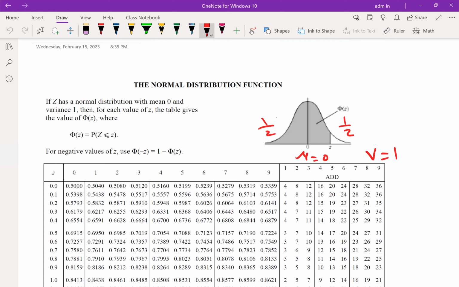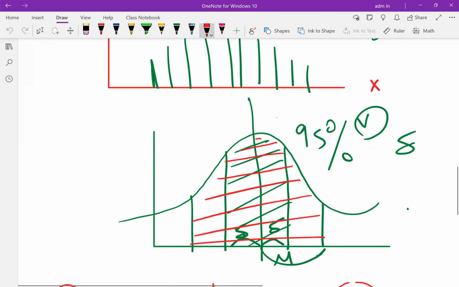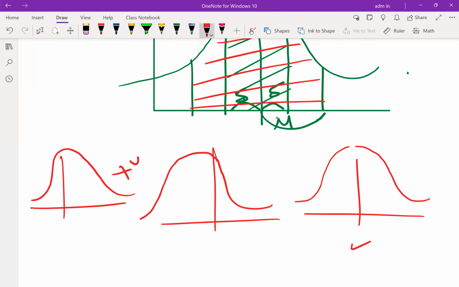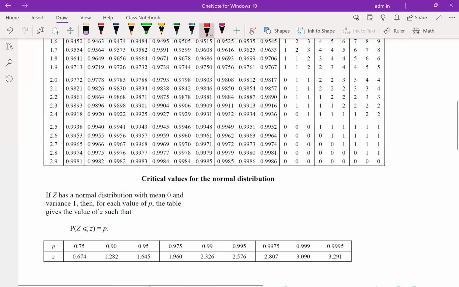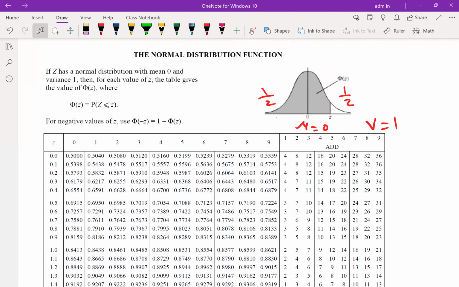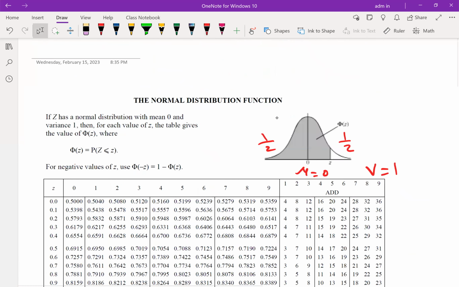For the normal distribution in a standard form, you have to memorize this curve. It's symmetrical. If it is positive, the skew will be like this. This one is a positive skew. And this one is a negative skew. And this one is symmetrical. First, we'll discuss only today the normal distribution in standard form. In standard form means mu is 0, variance is 1.